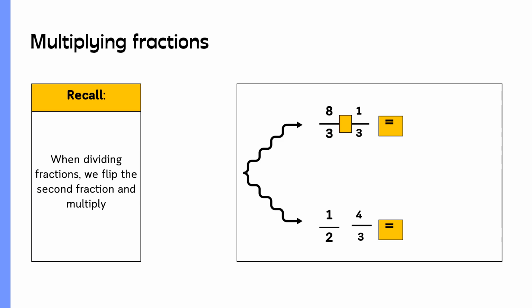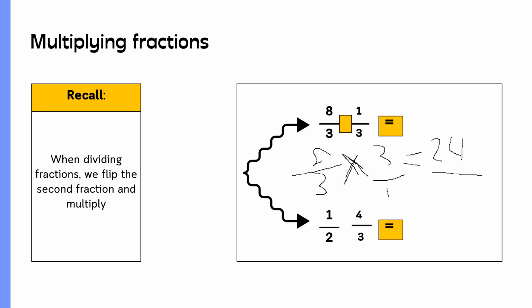So 8 divided by 3 times, so the division changes to multiplication, and then we flip the second. So this equals 24 over 3, equals 8. Right? Okay.